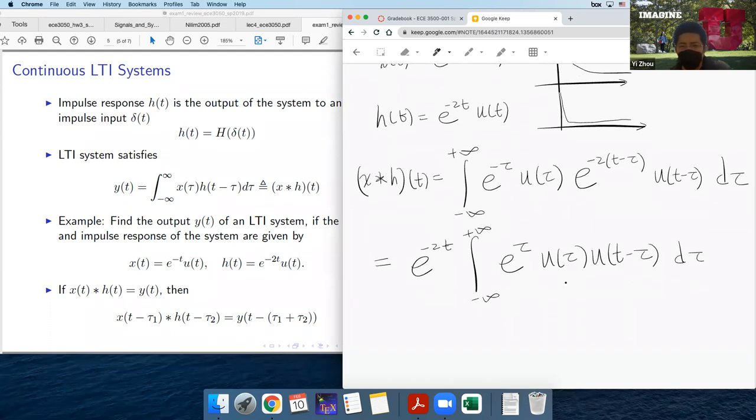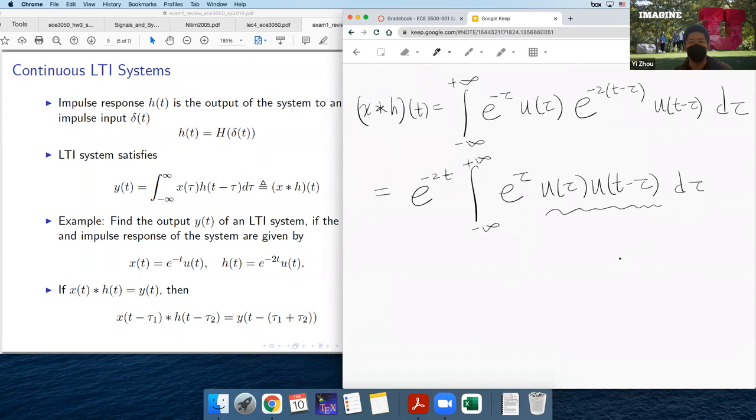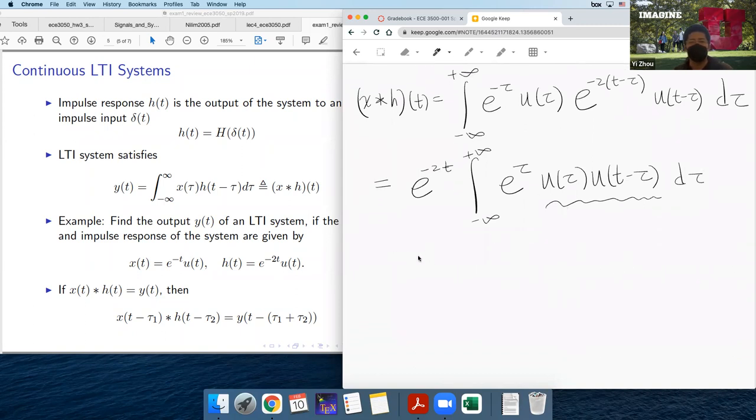Okay, I think the mistake I made is here. So this window function is a little bit tricky. It depends on the range of t. So let's look at this very carefully. So we have u(tau) times u(t minus tau). Well, tau is the time variable, and t is just a fixed constant. So u(tau) is clear, it's a standard unit step signal. So it is like this one.